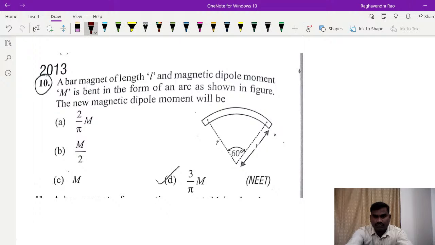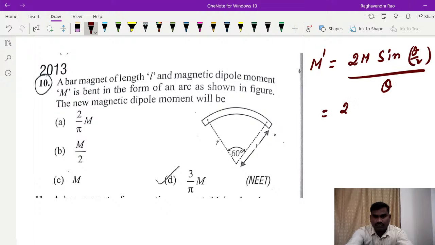That is the previous question. In 2013 they asked this question. A bar magnet of length L and magnetic dipole moment M is bent in the form of an arc as shown in the figure. The new magnetic dipole moment will be, now the new magnetic moment M dash is equal to 2m sine theta by 2 by theta. Now this is 2m into sine theta by 2. Theta is 60 degree. What is theta? The angle subtended by the ends of the bar magnet at its center is nothing but theta. This is 60 degree, sine 30.